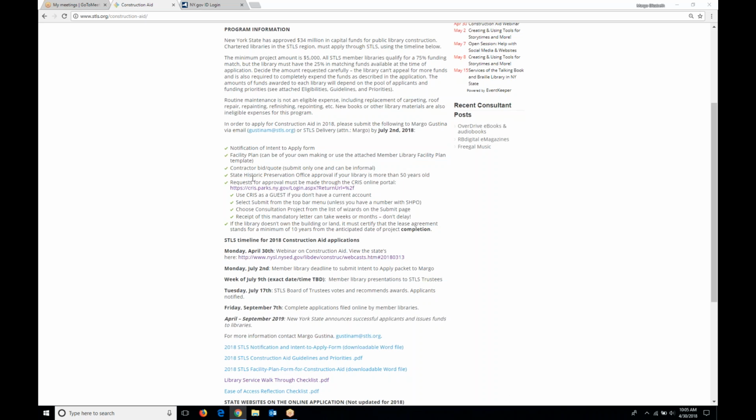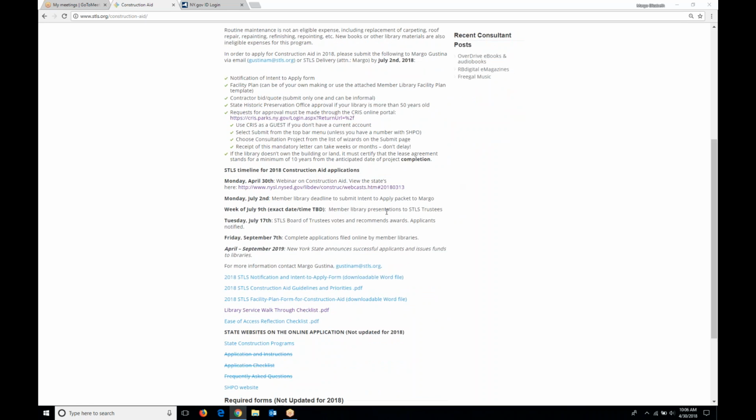State Historic Preservation Office approval is for if your library is more than 50 years old. There are items within a library that's more than 50 years old that don't need SHPO approval. They include interior mechanicals that aren't going to disrupt any viewable space. So that's like your HVAC system, as long as it's not making a new hole in the building somewhere. Plumbing, toilets, most of what happens in a bathroom can be done without SHPO approval.